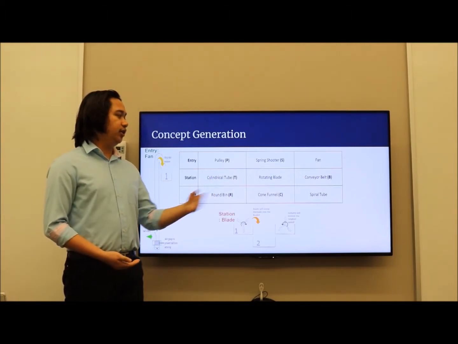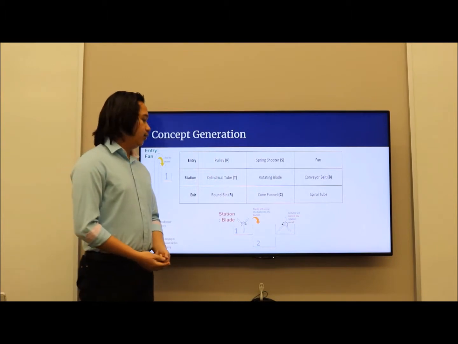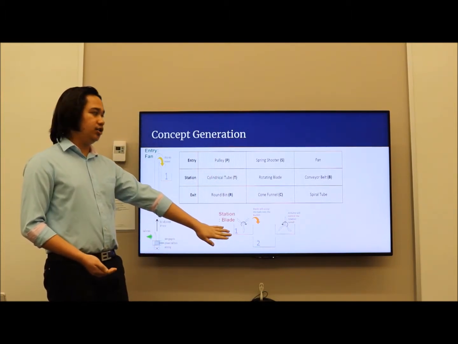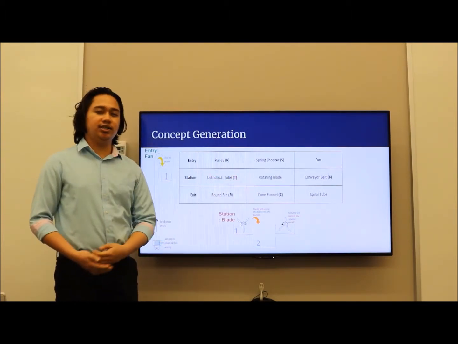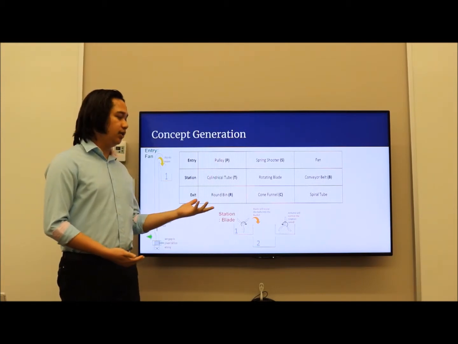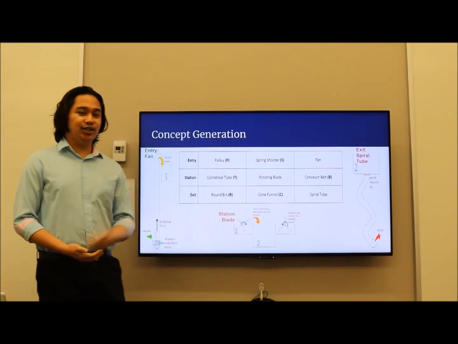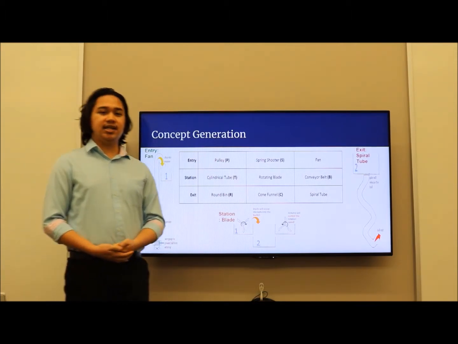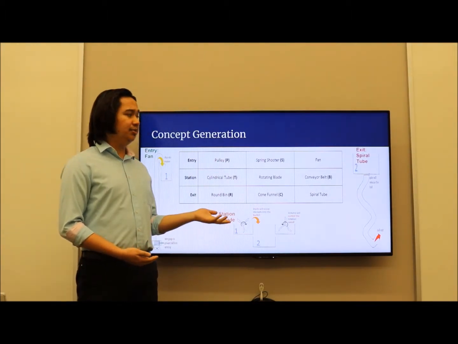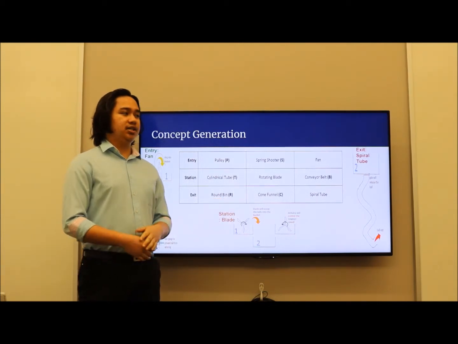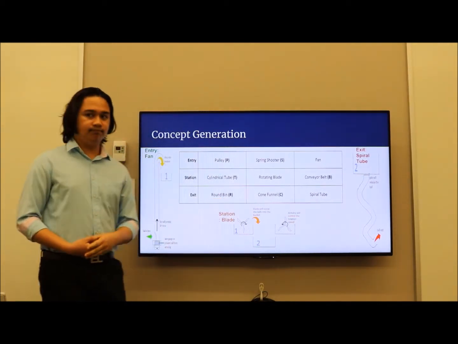And next is the rotating blade. Using this rotating blade in the BRG is going to raise a few safety concerns. So that's why we eliminate this. And then next is the spiral tube. Even though it has an aesthetic appeal, we eliminated it because it is hard to construct.